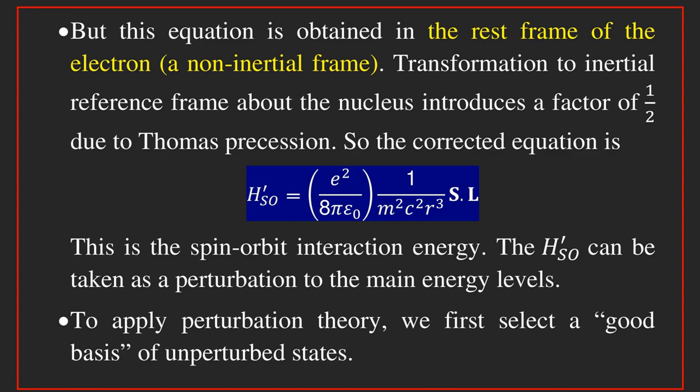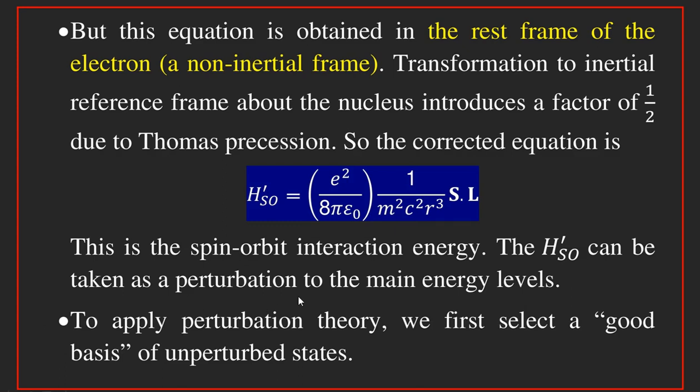So the corrected equation is H dash of SO is equal to e square by 8 pi epsilon 0. We had e square by 4 pi epsilon 0. By converting from the rest frame of the electron to the rest frame of the proton, or from the non-inertial frame to the inertial frame, we have added an additional factor of 1 by 2. So by multiplying by 1 by 2, we get e square by 8 pi epsilon 0 into 1 by m square c square r cube S dot L. So this is the spin orbit interaction energy. This H_SO can be taken as a perturbation to the main energy levels.